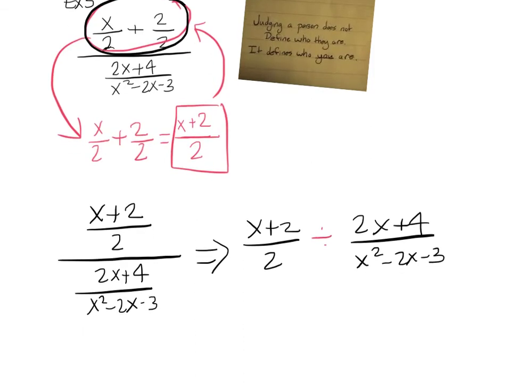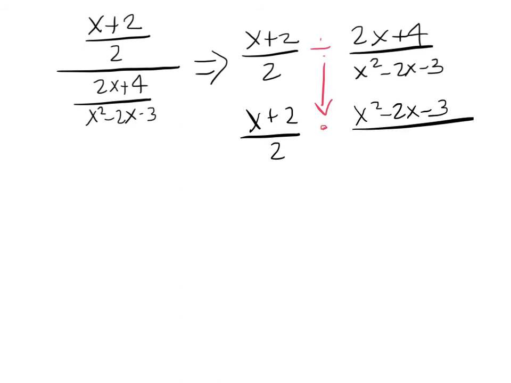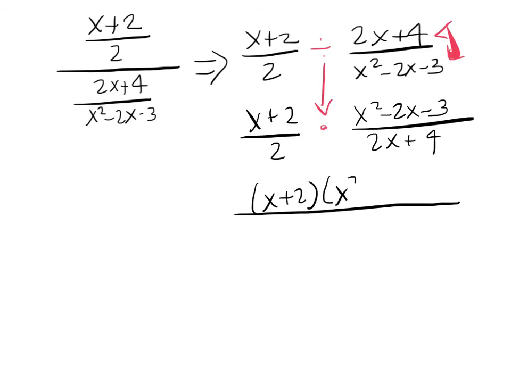Now I'm going to scroll up and let's do this problem. Of course, the first thing I'm going to do is rewrite this from division to multiplication, and I'm going to do the reciprocal of my second fraction. All I did is flip these two. Now I'm going to put these on one fraction. So I have x plus 2 times x squared minus 2x minus 3. I'm just multiplying across.